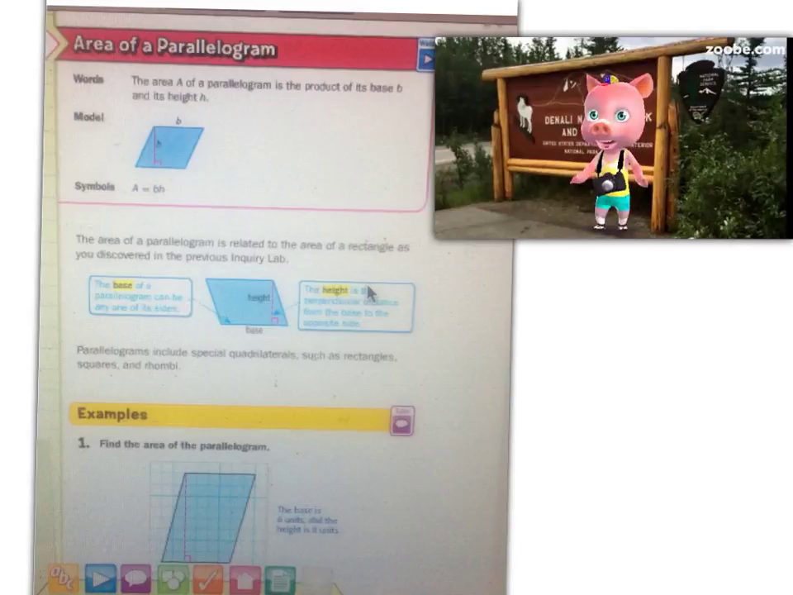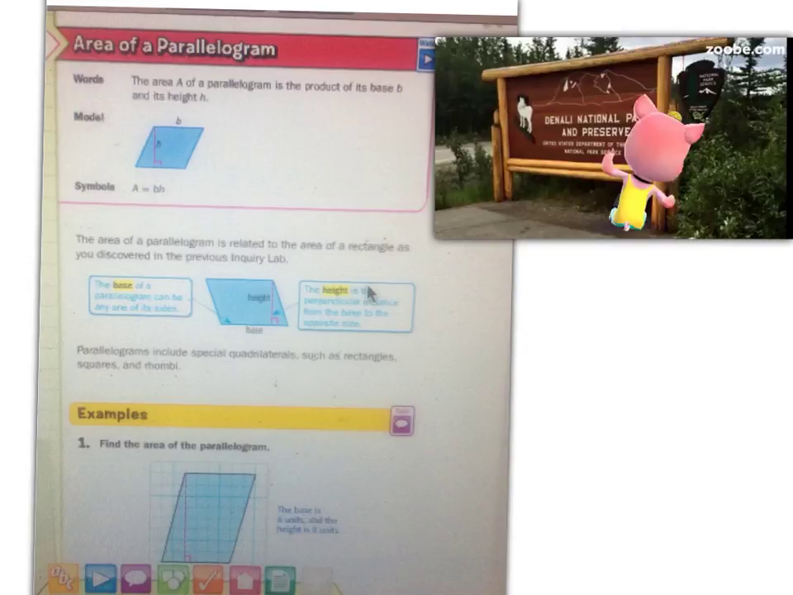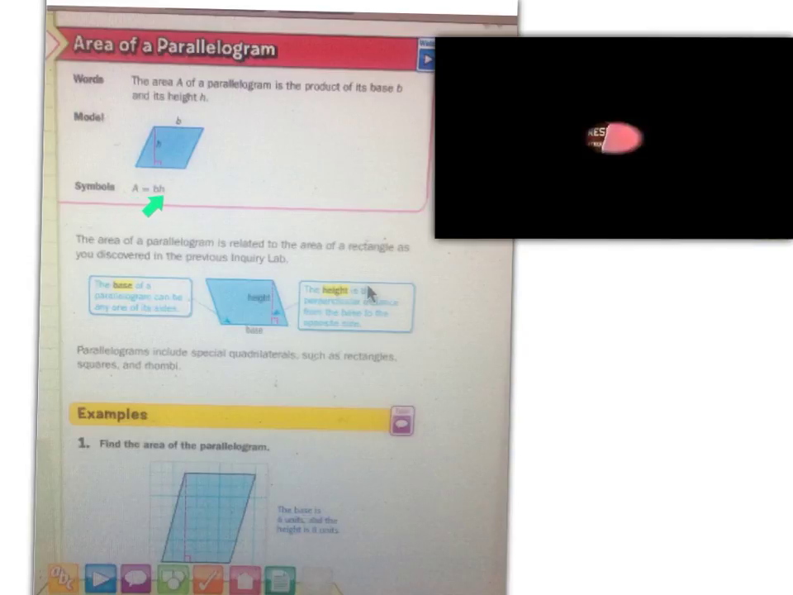Anyway, back to parallelograms. The area of a parallelogram is the product of its base and its height. A lot of times you will see a formula that is written A equals BH, which simply means area equals base times height. We'll use it to calculate the area of a parallelogram, base times height. The area of a parallelogram is related to the area of a rectangle, as you discovered in the investigation. The base of a parallelogram can be any one of its sides.